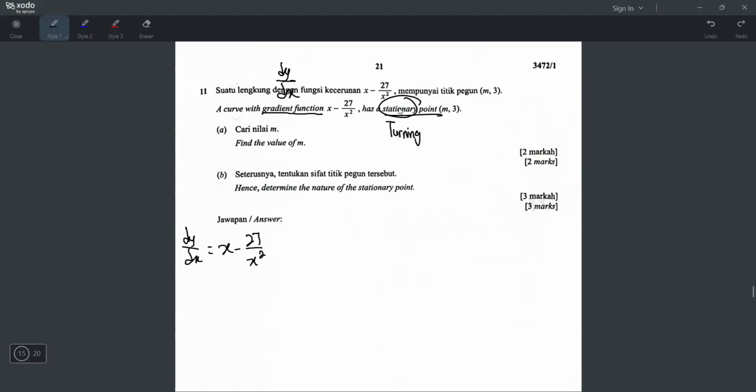So when you do a turning point question, you have to remember dy/dx equals 0. Because a turning point is when your gradient, the tangent, equals 0, and when your gradient equals 0 it means dy/dx equals 0. And then they say the turning point is (m, 3). So they say find the value of m, right?